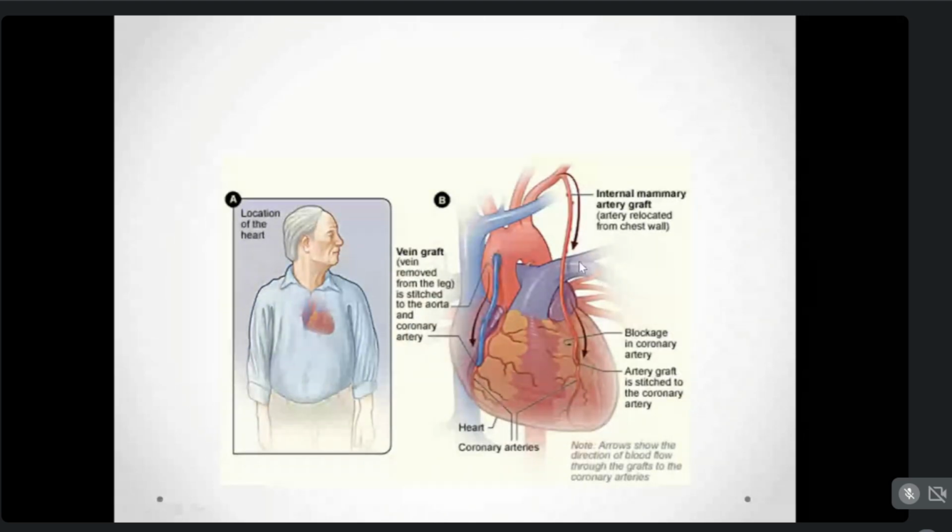We have here an image that shows the coronary artery bypass graft. As you can see here, the vein removed from the leg, which is the saphenous vein, is stitched to the aorta, and here is the aorta, and here the coronary artery. Here we have the internal mammary artery graft, which is also stitched to the coronary artery.